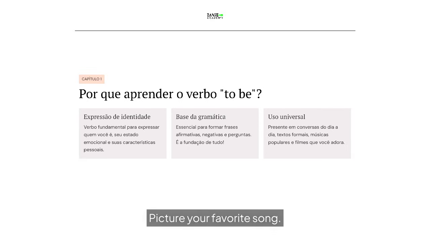Picture your favorite song. How many times do you hear lines that include to be? It's everywhere, and mastering it will help you understand and participate in all these forms of communication. As we move forward, we will dive deeper into the specifics of to be. We'll discuss its different forms, which are am, is, and are, and how to use them correctly in various contexts. This understanding will empower you to express yourself more clearly and confidently. So, let's keep building on this foundation, because the more you know, the easier it gets.